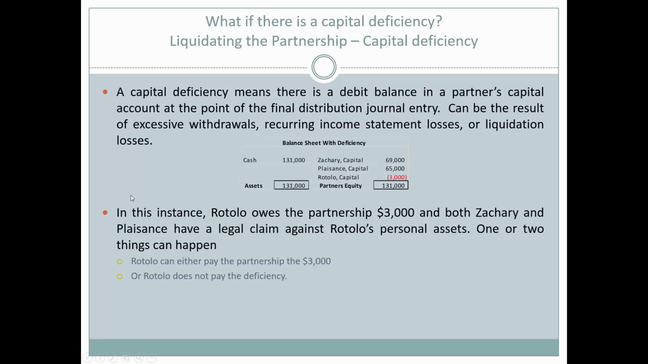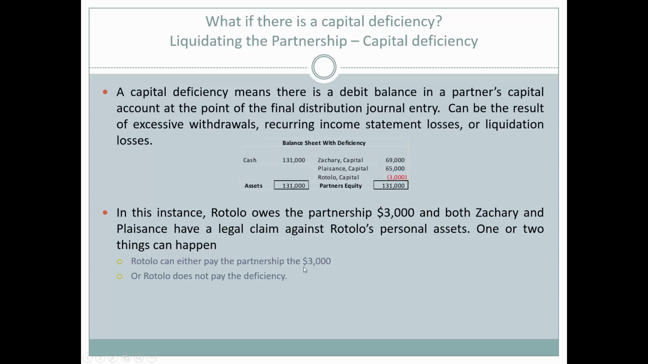All right. So now let's look at this. In this instance, Rotolo owes the partnership $3,000. So he's the one with the debit balance. Both Zachary and Plaisance are the two partners with the credit balance. They have a legal claim against Rotolo's personal assets. One of two things can happen.